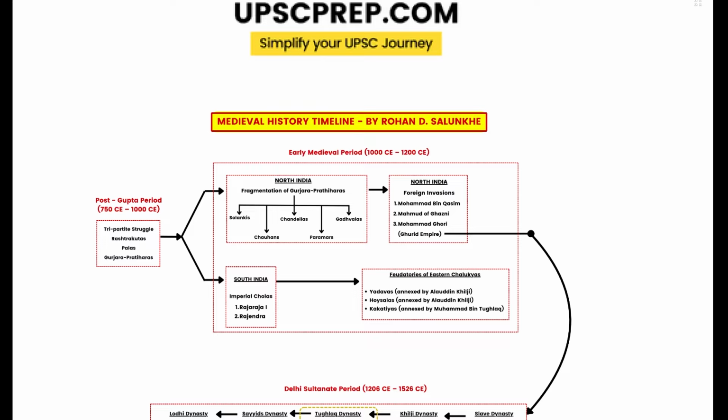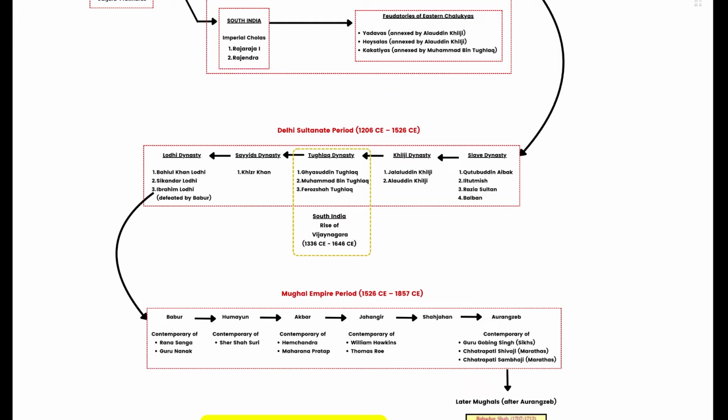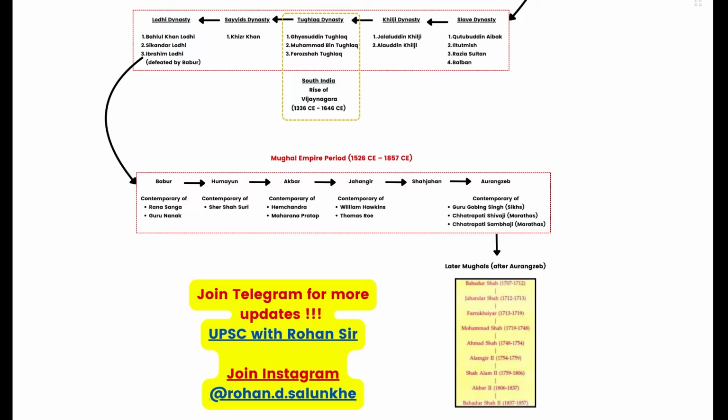First, we will discuss the post-Gupta period, that is the tripartite struggle. Then we will move to the early medieval period, where we will discuss the North Indian dynasties and North Indian timeline. Then we'll also discuss South India and the Deccan. Then we will discuss the Delhi Sultanate, the important dynasties of the Delhi Sultanate. Later on, we'll discuss the rise of the Vijayanagara Empire, and afterwards the Mughal Empire, right? The major emperors of the Mughal Empire, and later we'll have a look at the later Mughals. During the period of the later Mughals, we'll also refer to the period of the Marathas. So stay tuned and let's start with the discussion.